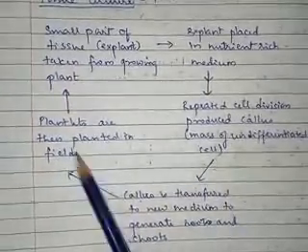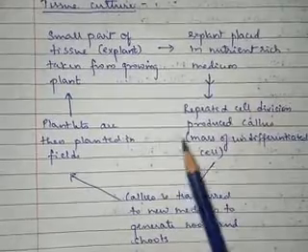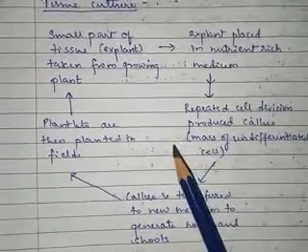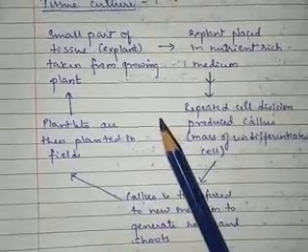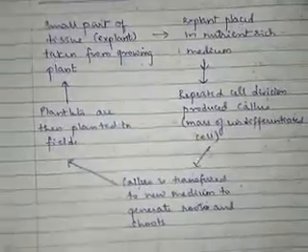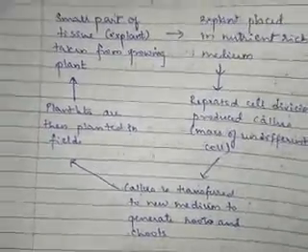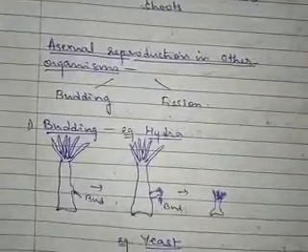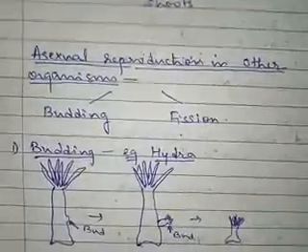So this complete cycle is carried out in tissue culture, which is an artificial vegetative propagation method, and it is an advanced method. Okay, understanding? So with this we finish the artificial vegetative propagation methods. Next we go to asexual reproduction in some other organisms.